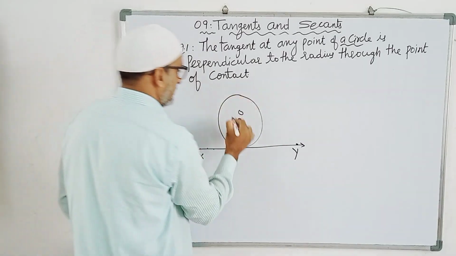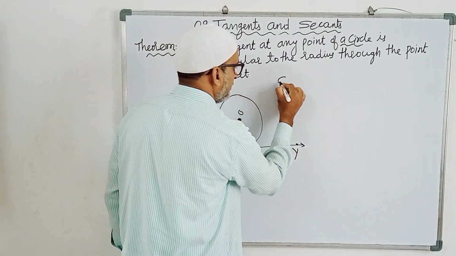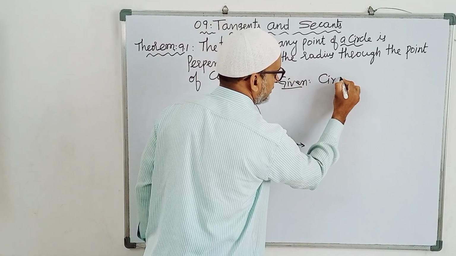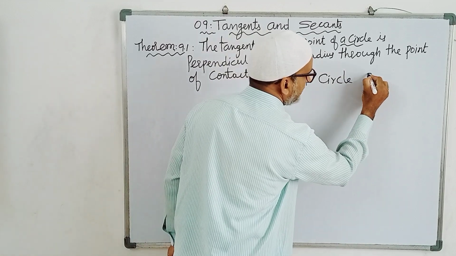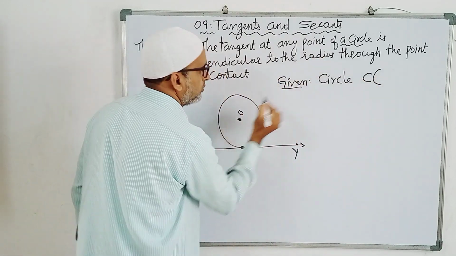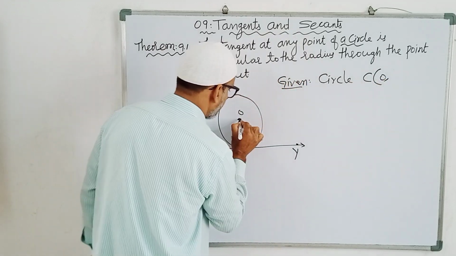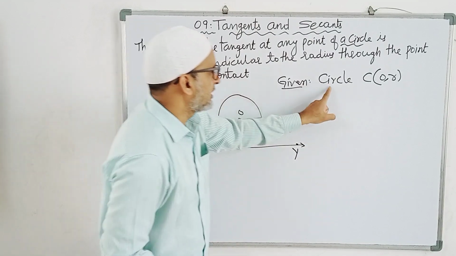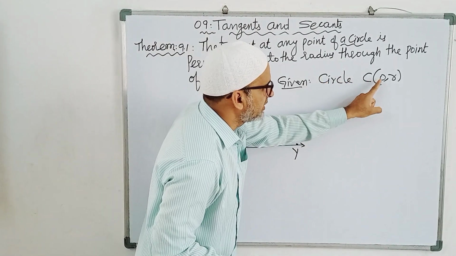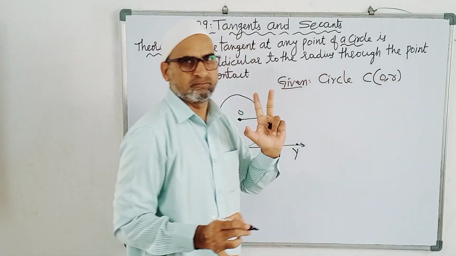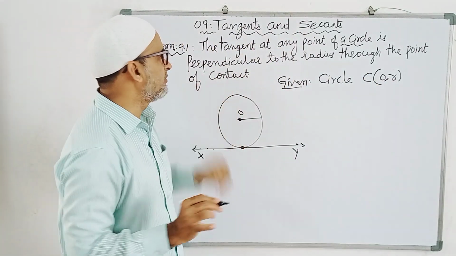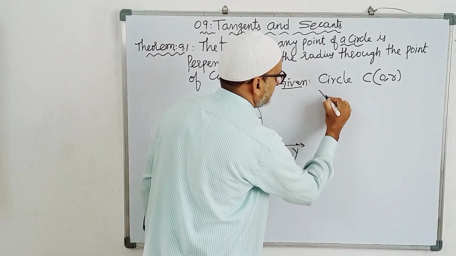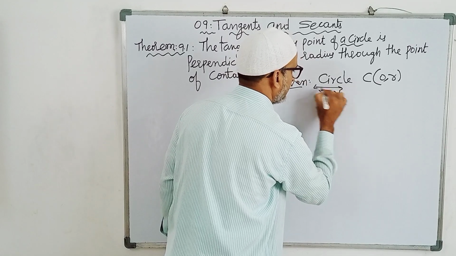Means what? Circle is given. Circle is denoted by C, circle with center O, comma with radius is here like this. In higher classes you will study like this. Means circle given, what means circle with center, this is center, this is radius. With what radius the circle is drawn, that is the meaning here. The tangent at any point XY is a tangent.